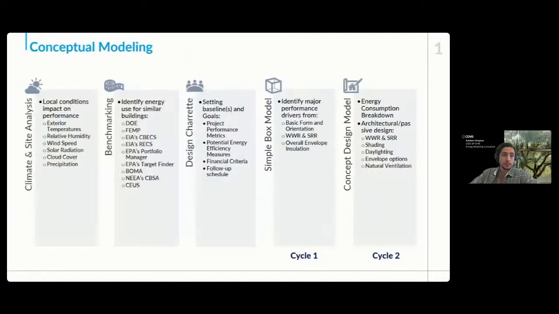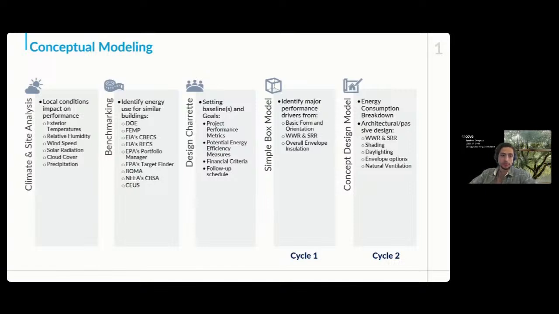So first of all, conceptual modeling. It's composed of these 5 different cycles, which the first 3 are not called cycles, but are part of the initial minimum analysis you would need to consider to actually be in a good place to start energy modeling. So climate and site analysis, you have to have that into consideration. Local conditions impact on performance, that being exterior temperatures, relative humidity, wind speed, solar radiation, cloud cover, precipitation, all related to the site. Then you also need to do some benchmarking.